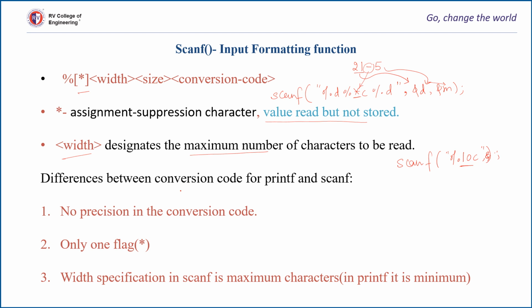Now the main differences between scanf and printf: in case of scanf we will not specify the precision in the conversion code. If we do specify it, scanf stops reading the input. The second one is, there is only one flag, which is called the assignment suppression flag. In case of printf, the width specification is minimum; in case of scanf, it is maximum.